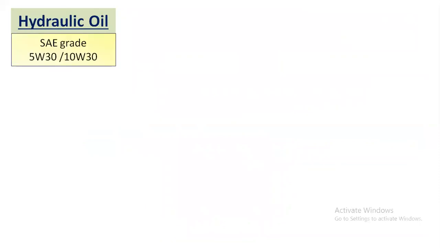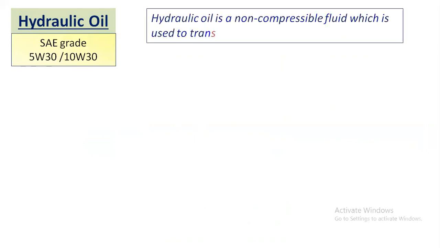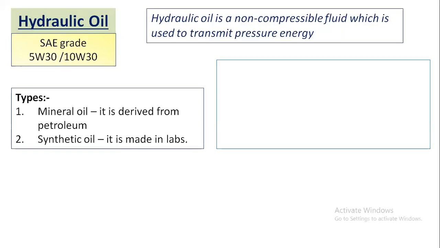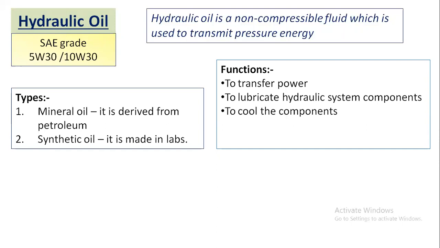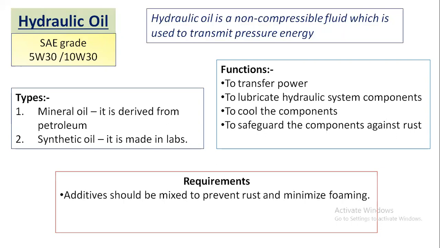Hydraulic oil, SAE grade 5W30 or 10W30, is used in the hydraulic system. The hydraulic oil should be non-compressible, as it is used to transmit pressure energy. The types, we can say, are mineral oil and synthetic oil. Mineral oil is derived from crude or petroleum. Synthetic oil is made in labs. The function of hydraulic oil is to transfer power, to lubricate hydraulic system components, to cool the components, and to safeguard the components against rust.